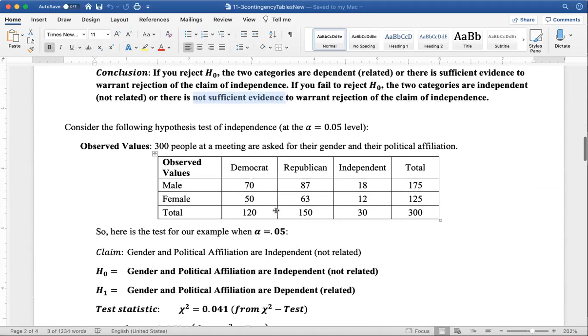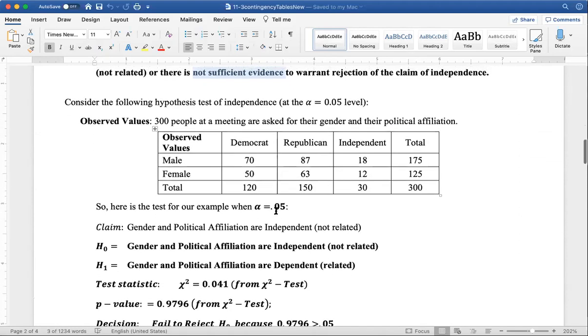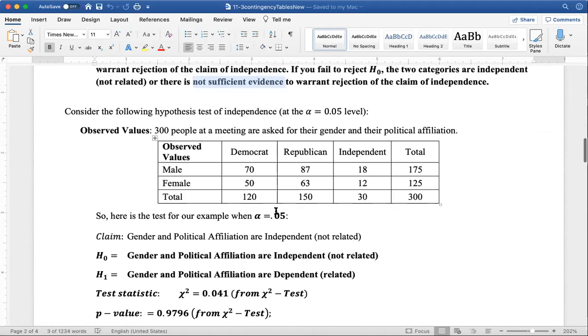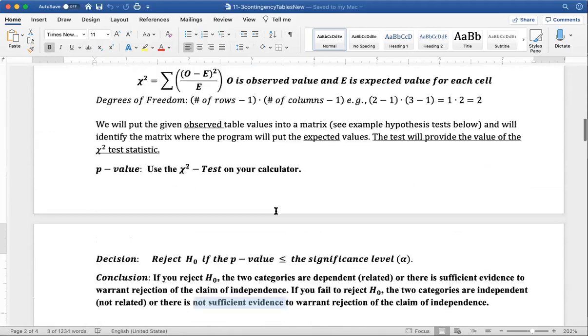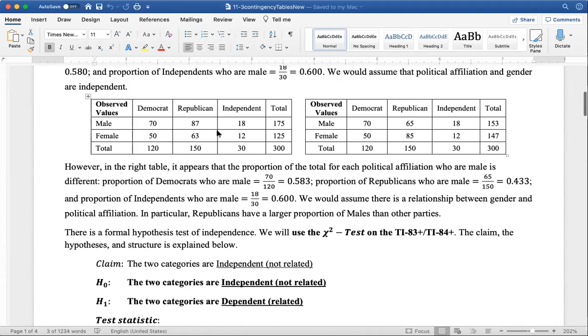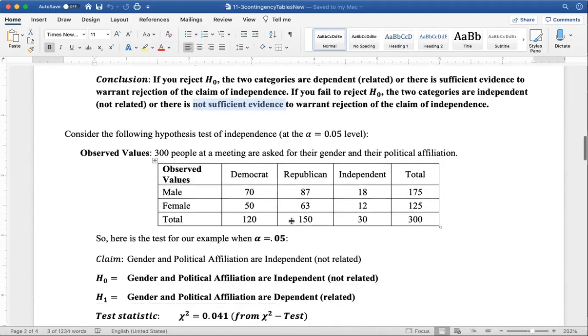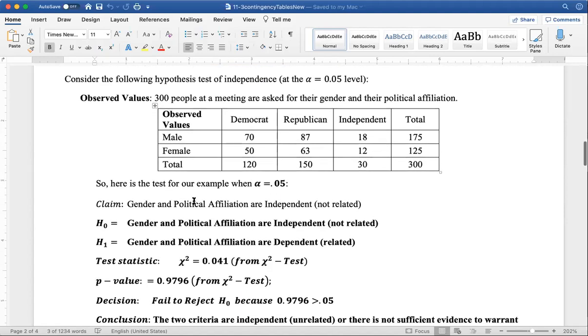So let's look at our 2 particular problems here. The one where we're going to start out with is the table on the left, which is this table here. We're going to use a 0.05 significance level. And we're going to say in the claim that the gender and political affiliation are independent or not related. We'll say in the null, the gender and political affiliations are independent or not related. And the alternate is going to be that the gender and political affiliation are dependent or related.